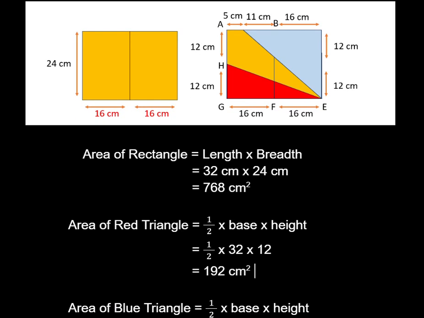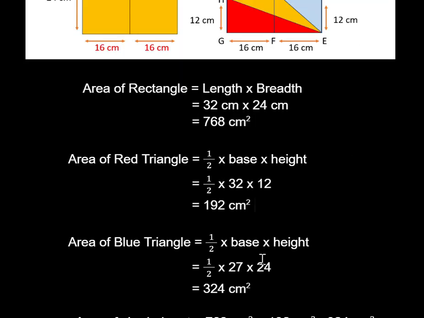Area of the red triangle, so the base is 32, the height is 12. Half times base times height, half times 32 times 12, I get 192 centimeter square. The area of this blue triangle here is half times base times height. In this case, you can take the base as 11 plus 16, which is 27. The height is 24. So half times 27 times 24, you get 324.